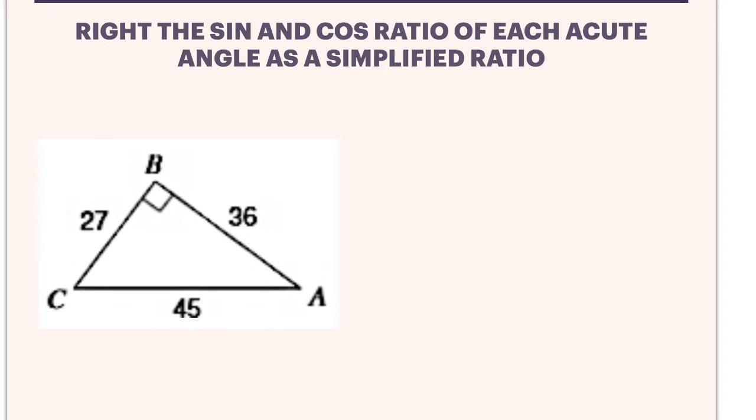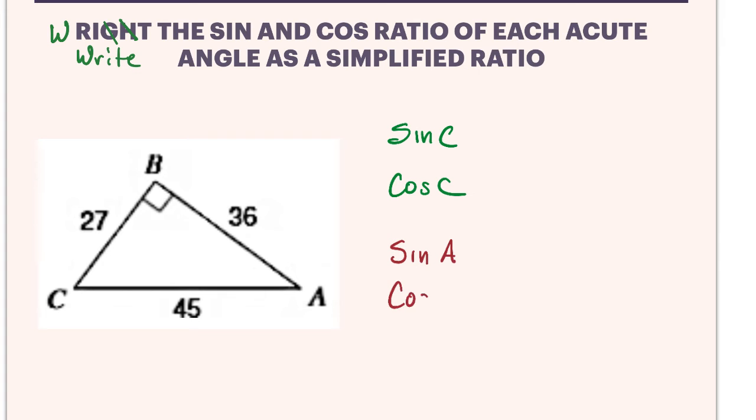Right, awesome. How about right? And get rid of that and that, put an E on the end. Right, the sine and cosine ratio. Let's do sine of C and cosine of C. And then we'll do the sine of A and the cosine of A.